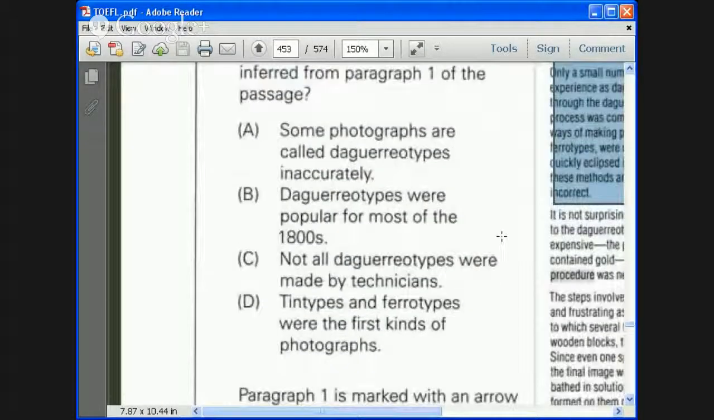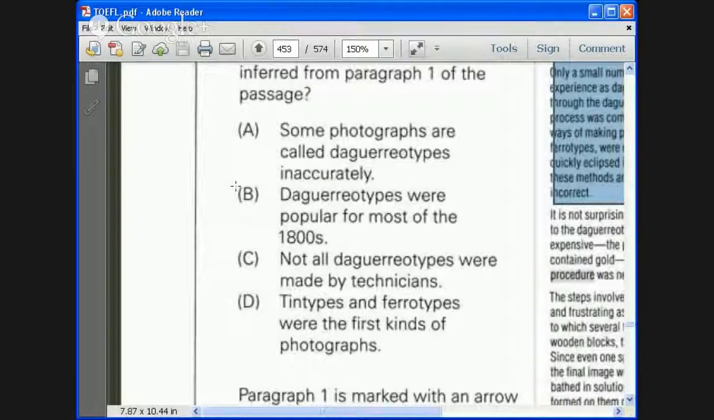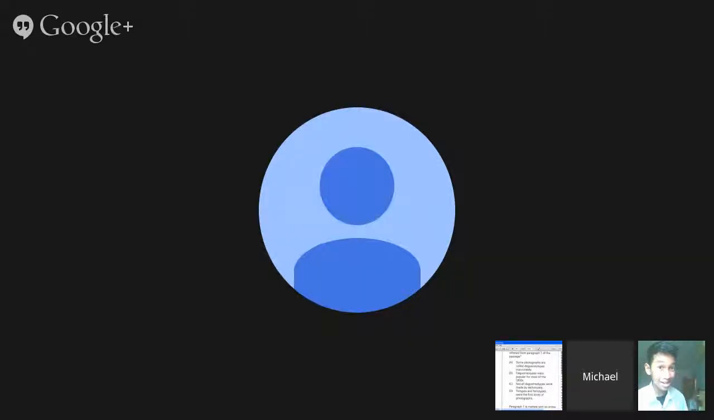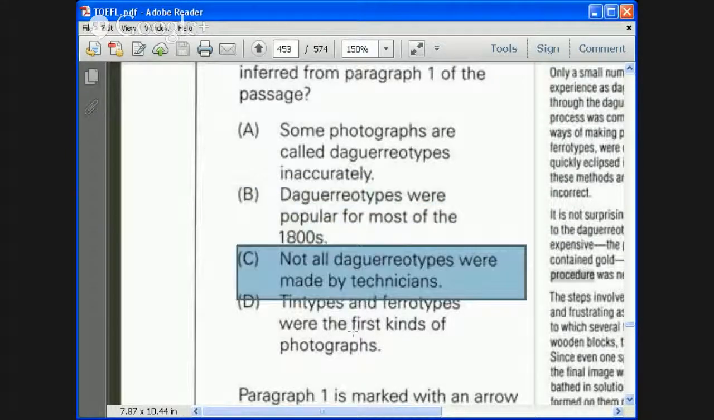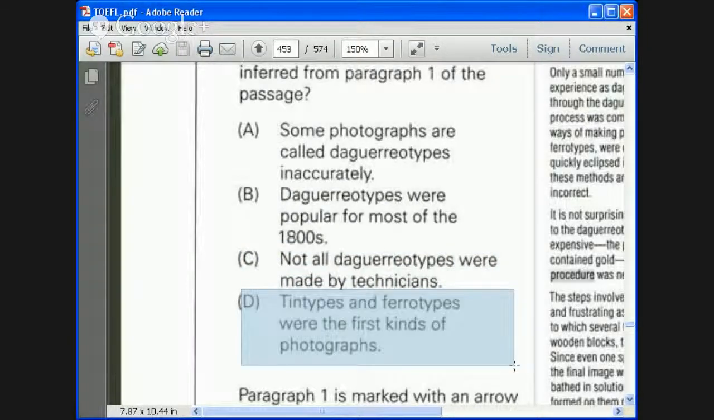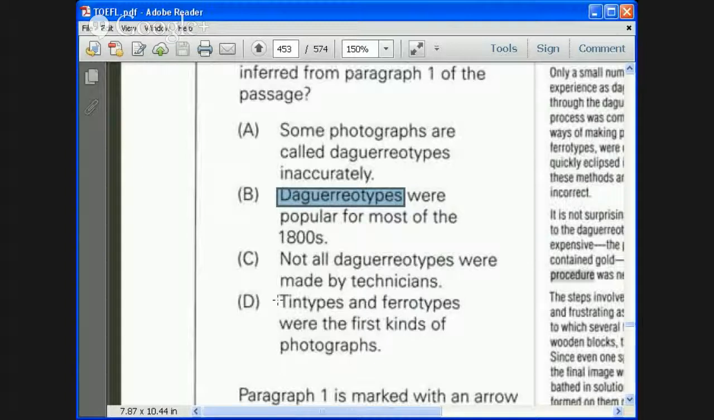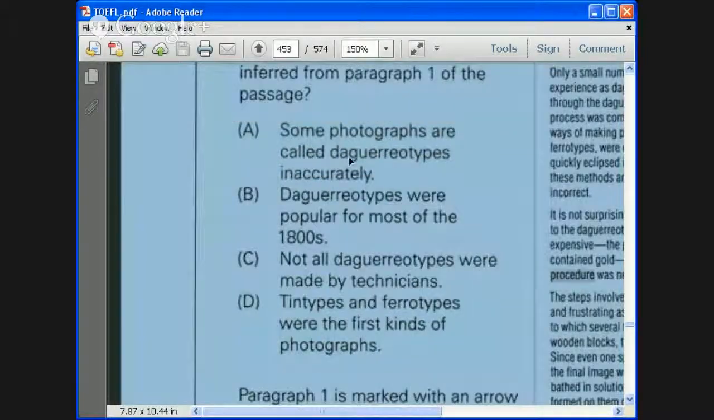Okay. Well, what do you think, Faisal? Yeah, I see the last sentences. So it's much in A. I go for B. No, they were only popular for 20 years. It states that. So B can't be right. There's nothing about technicians. Tintypes and ferrotypes were not the first kind of photographs. They came after and quickly eclipsed daguerreotypes. So that's totally false. Exactly the opposite. Faisal is correct. Yay.